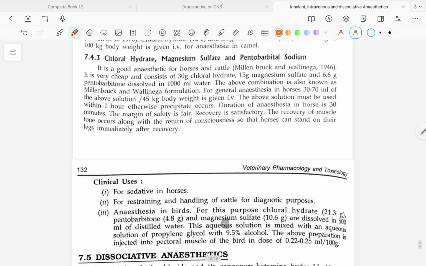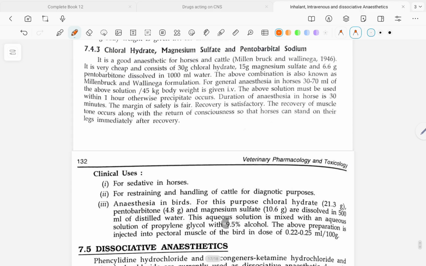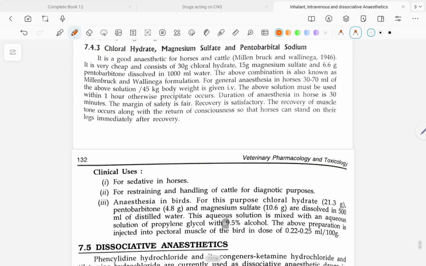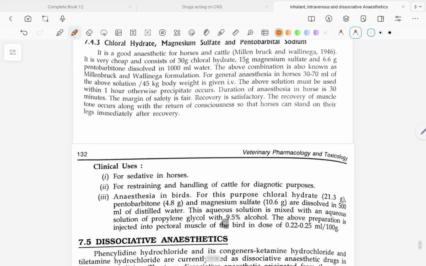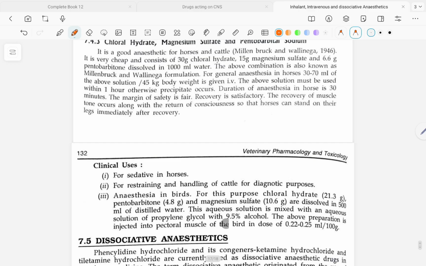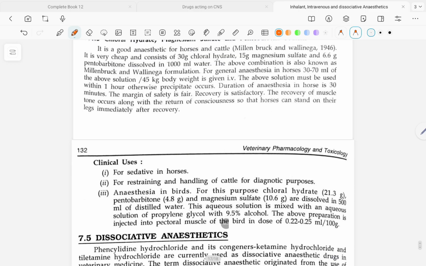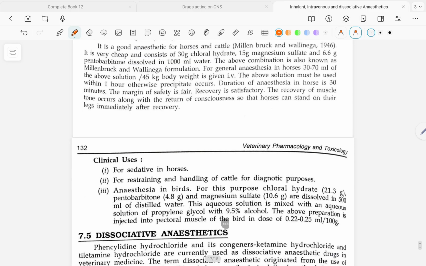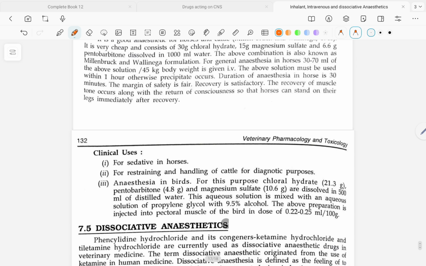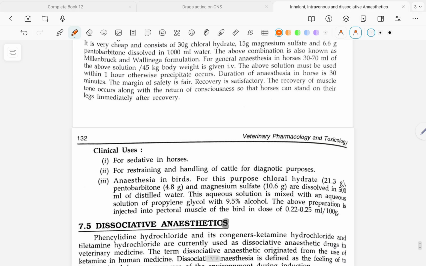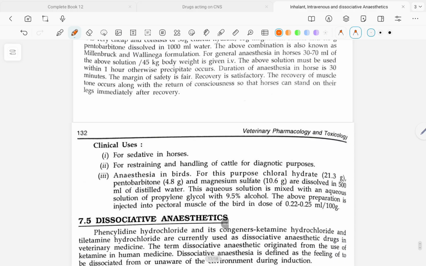is given IV. The above solution must be used within 1 hour, otherwise precipitate occurs. Duration of anesthesia in horse is 30 minutes. The margin of safety is fair. Recovery is satisfactory. The recovery of muscle tone occurs along with the return of consciousness, so that horses can stand on their legs immediately after recovery.